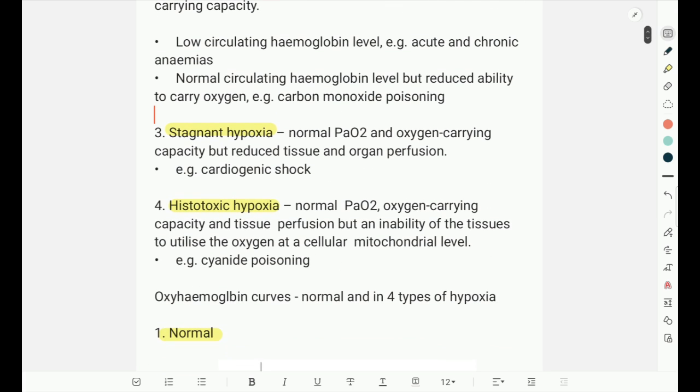The next type of hypoxia is stagnant hypoxia. In stagnant hypoxia, the partial pressure of oxygen in blood and the oxygen carrying capacity of the blood is normal. However, this blood is not able to reach the tissues and organs because of poor perfusion. An example of this is cardiogenic shock.